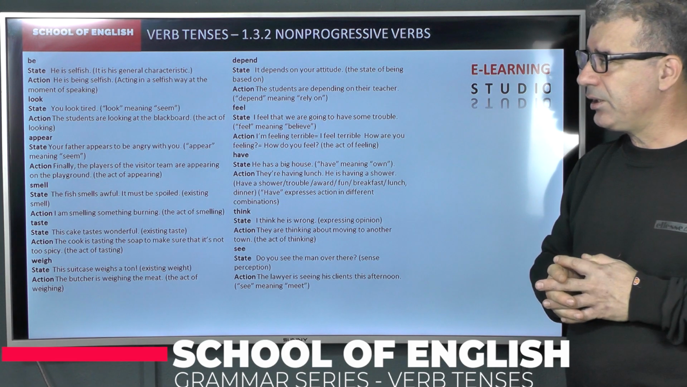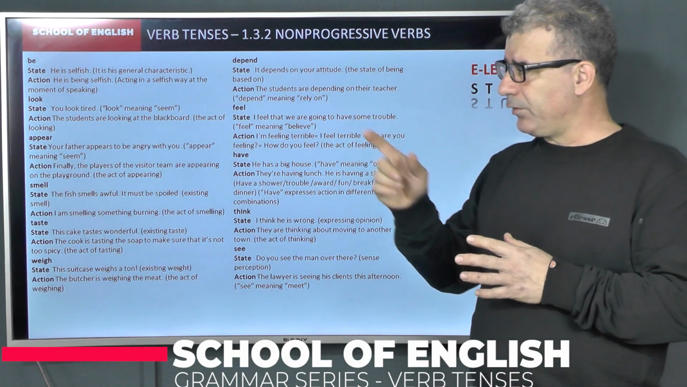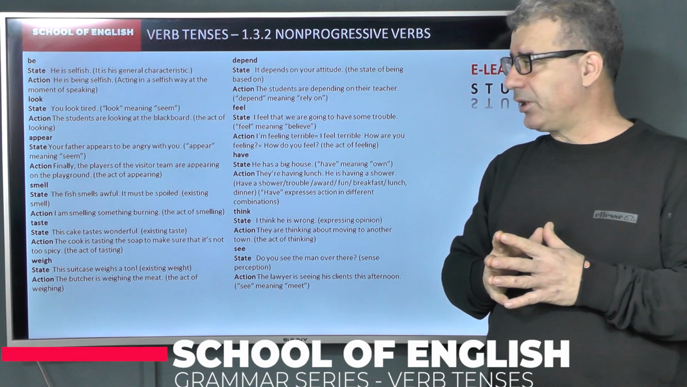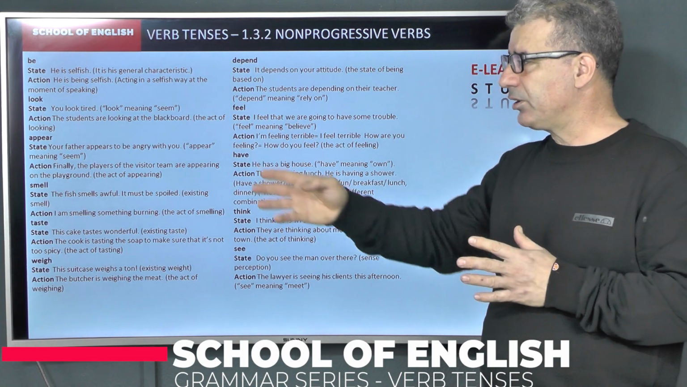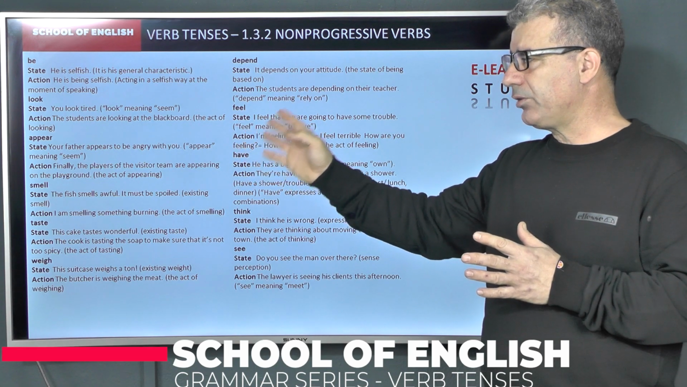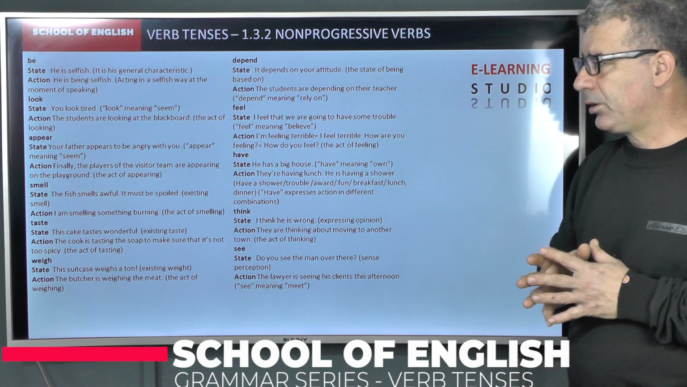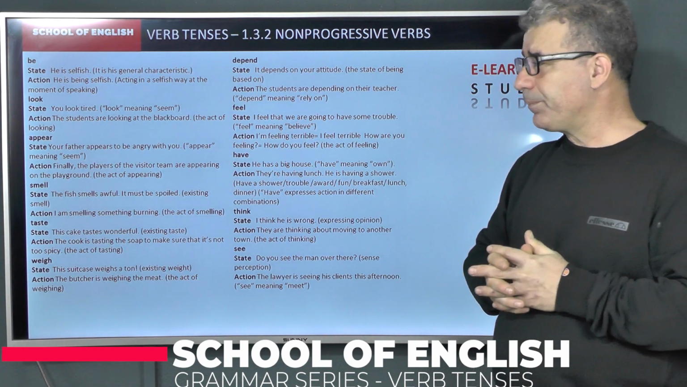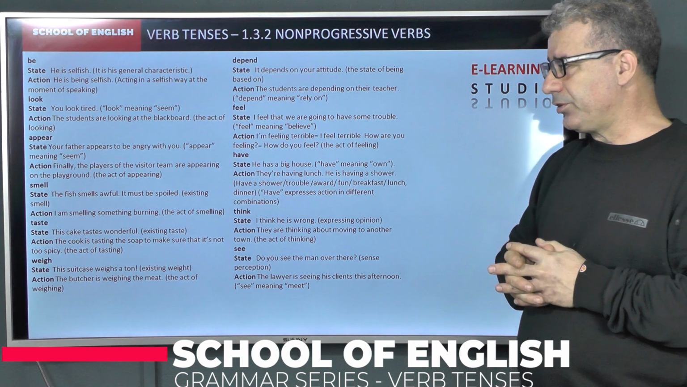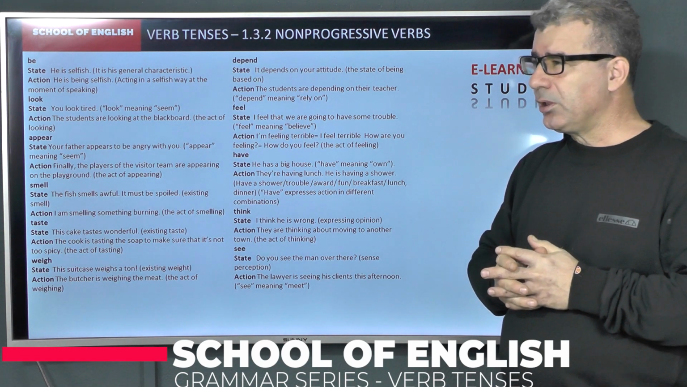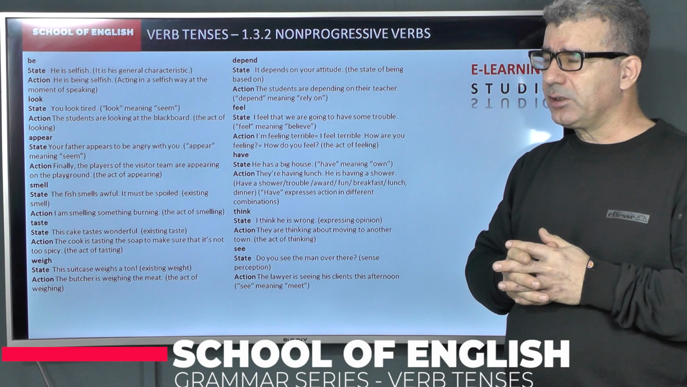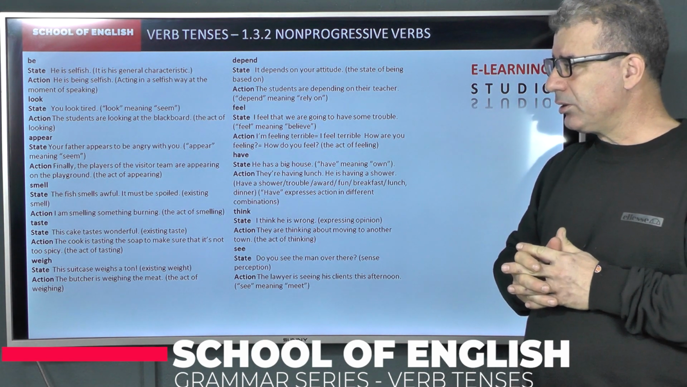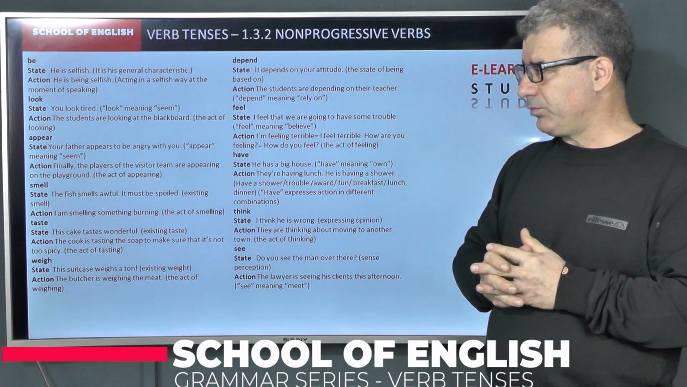Appear. Again, similar to look. If you use appear meaning seem, you cannot use it with verb ing because it indicates state. Your father appears to be angry with you is our example. How about the one expressing action? The players of the visitor team are appearing on the ground. The act of appearing on the ground here is emphasized. So there is an action and the word is used with verb ing.